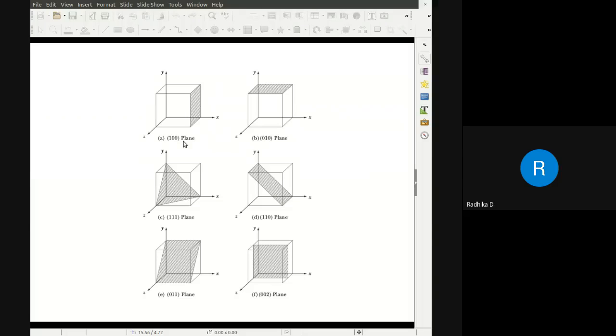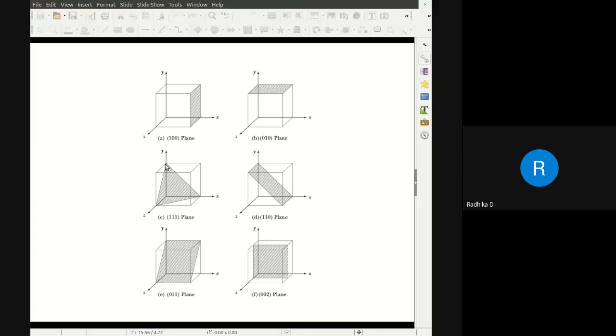LCM, obviously 1, multiplied by 1 throughout, again you get 1, 0, 0. That is your 1, 0, 0 plane. Now the next one, what you are seeing is it is touching in the y-axis but not in x and z. So you will get it as 0, 1, 0.